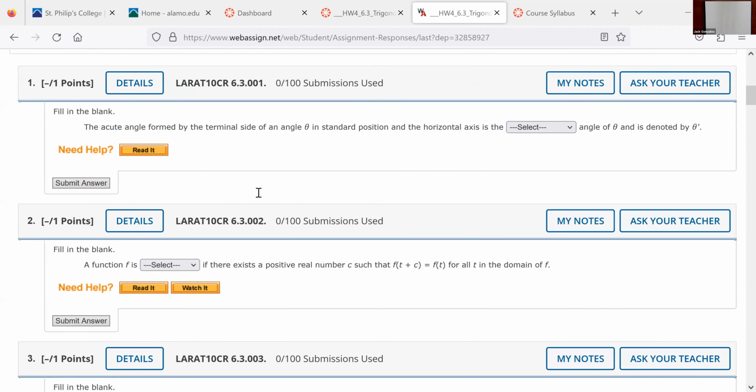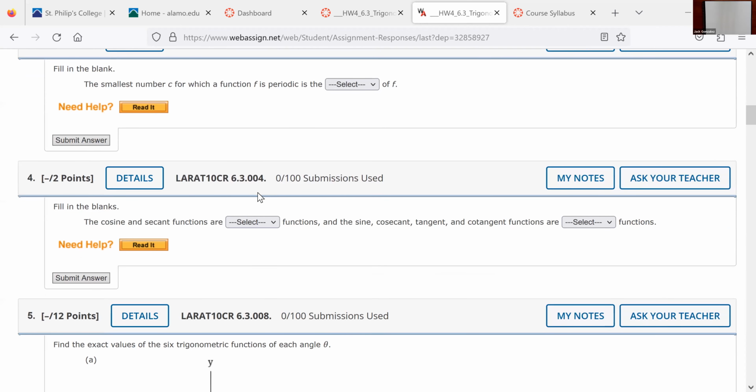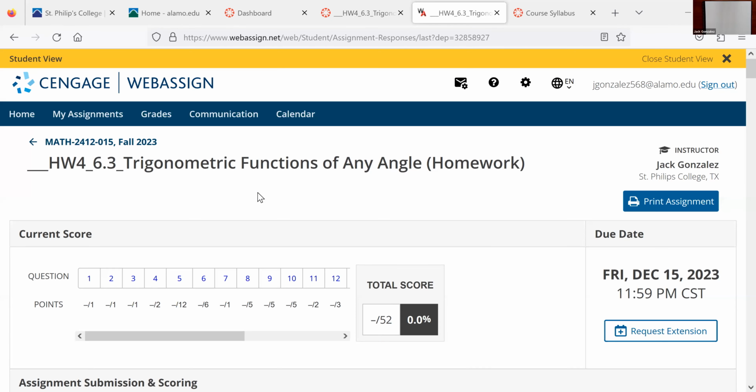All right. Let's see what 6.3 is about. Let me write down the title here. 6.3, Trig functions of any angle.